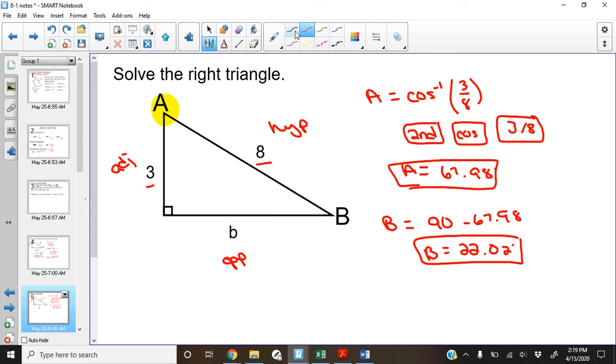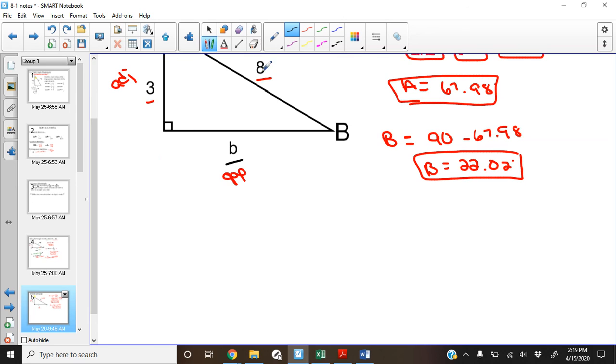The only thing we have left to solve for is the side length of lowercase b. Well, we are more than welcome to use trig to find that, but you don't have to because you have two sides of a right triangle given to you. So we can just use Pythagorean theorem. Just make sure that 8 is your hypotenuse in that equation. So 3 squared plus b squared equals 8 squared. So C has to be your hypotenuse. 9 plus b squared equals 64.